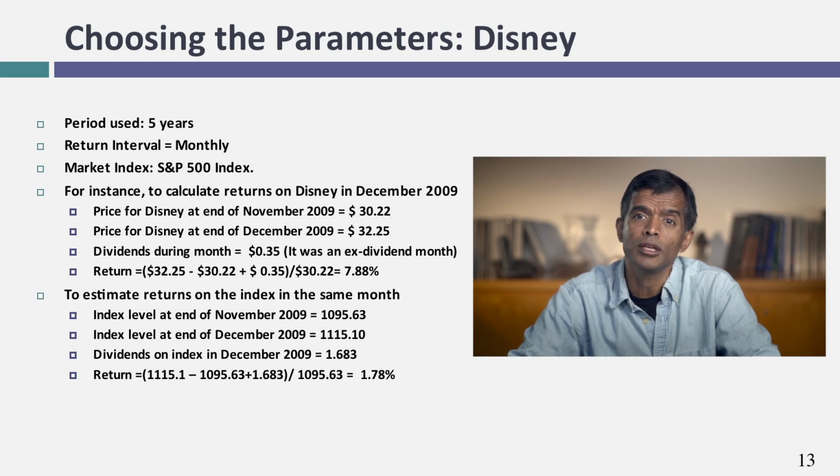I do the same thing for the index. I look at the change in the index during the course of the month. And if there were dividends on the index, I have to count them in, and I compute the return on the index. I do this each month for 60 months. So think of this as a spreadsheet. At the end of the period, I have returns on Disney every month and returns on a market index, in this case the S&P 500, every month.